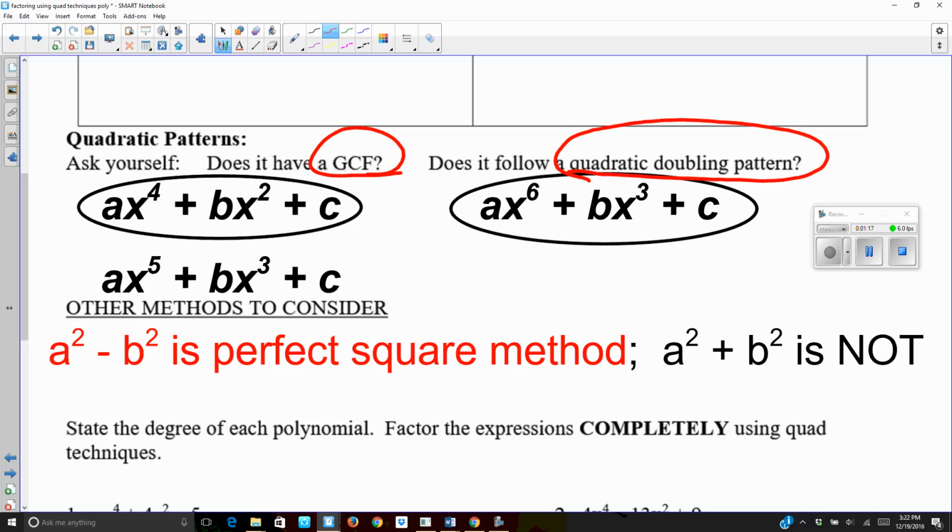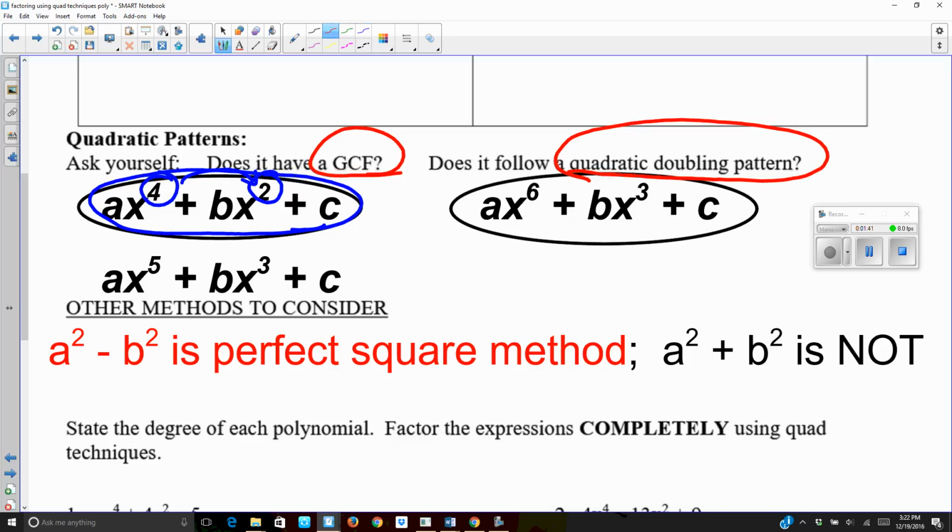So what does a quadratic doubling pattern look like? Well, you look for the largest exponent. So if you look at this first circled quadratic, the largest exponent for this problem is a 4, and it is double the next largest exponent. So 4 is double 2, so that means this polynomial can be factored.